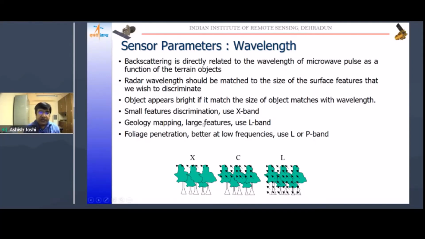Smaller features are discriminated using the X band. So we will use the X band if we want high resolution images. If you want to discriminate small targets or small features, then we will use the X band. And if we want to see large features, then we will use the L band, for geological mapping and that type of thing. For foliage penetration, lower frequencies are better, so use L and P. This L band will penetrate more. So if we want to see anything under forest cover, we will use the L or P band.